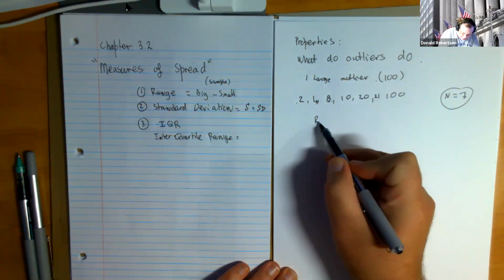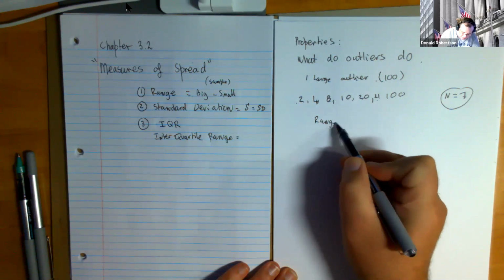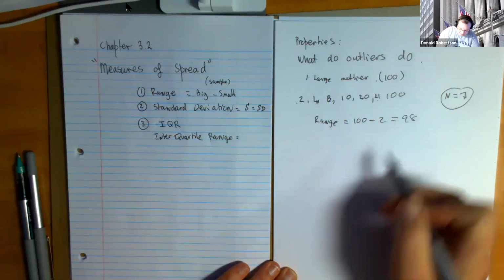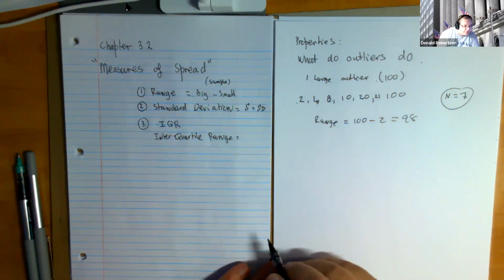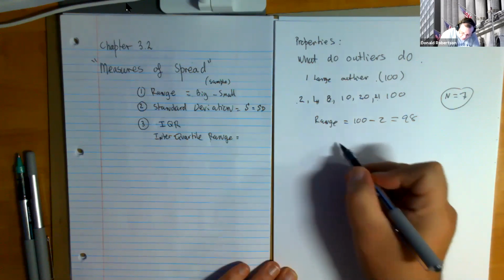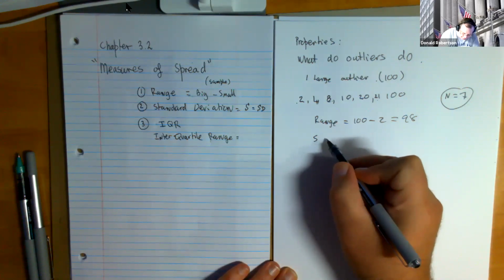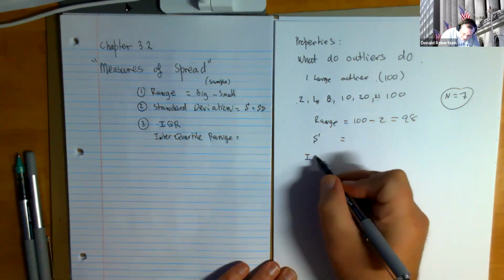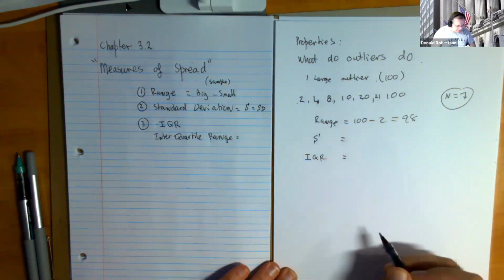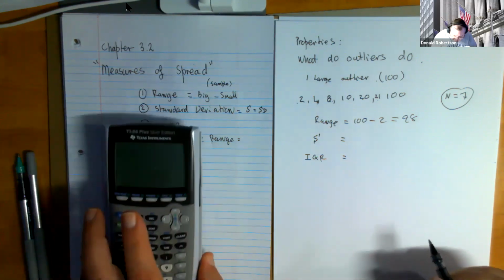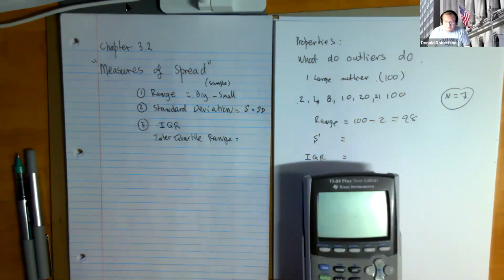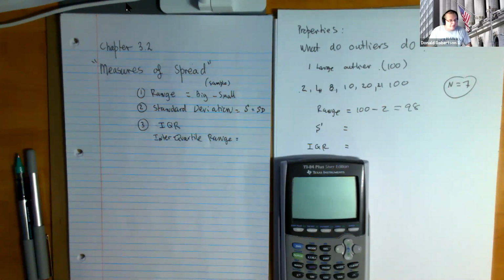What will the effect be on the range? Well, the range is 100 take away 2, the range is 98. Great. What's the standard deviation going to look like? Well, I'm going to put that in the calculator in a few moments. And what's the interquartile range going to look like? Well, I think I could do it without the calculator. But since the calculator's here, might as well just use it, right?